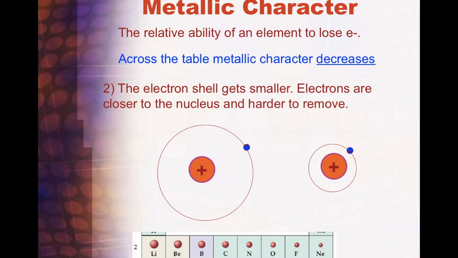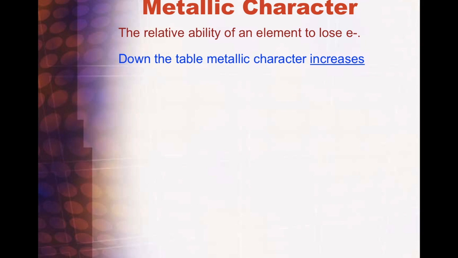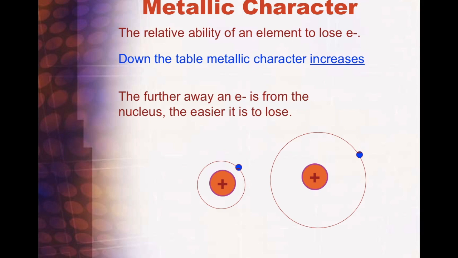And also, fluorine cannot achieve a noble gas configuration by losing 1 electron, and it would be very hard to lose 7 electrons. So fluorine really doesn't want to lose electrons, whereas lithium only needs to lose 1 electron, which is easy, and it's also got a larger shell. So lithium definitely wants to lose electrons and has a high metallic character. So down the table, metallic character increases. And again, the reason for the increase is because of the increase in size.